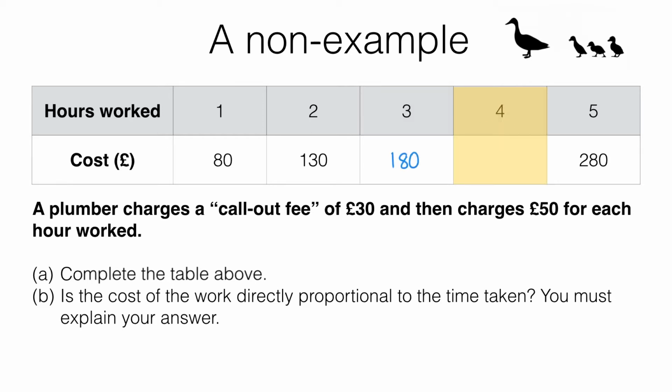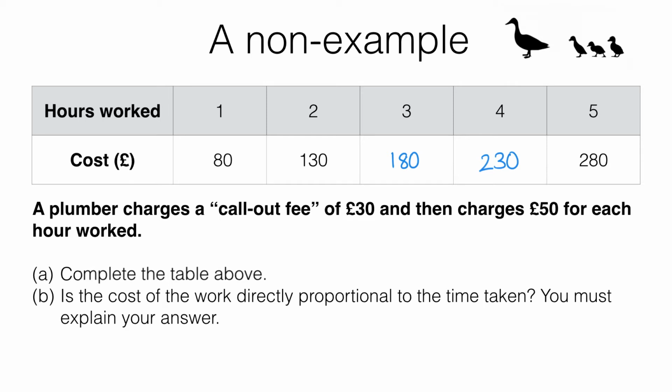For 4 hours of work, you're going to pay 4 lots of £50, which is £200, plus the £30 call-out fee. So that is £230. Notice, by the way, that these are going up in steps of 50. That's because we're going up in steps of 1 hour, and each extra hour of work costs £50. So we have completed the table above.